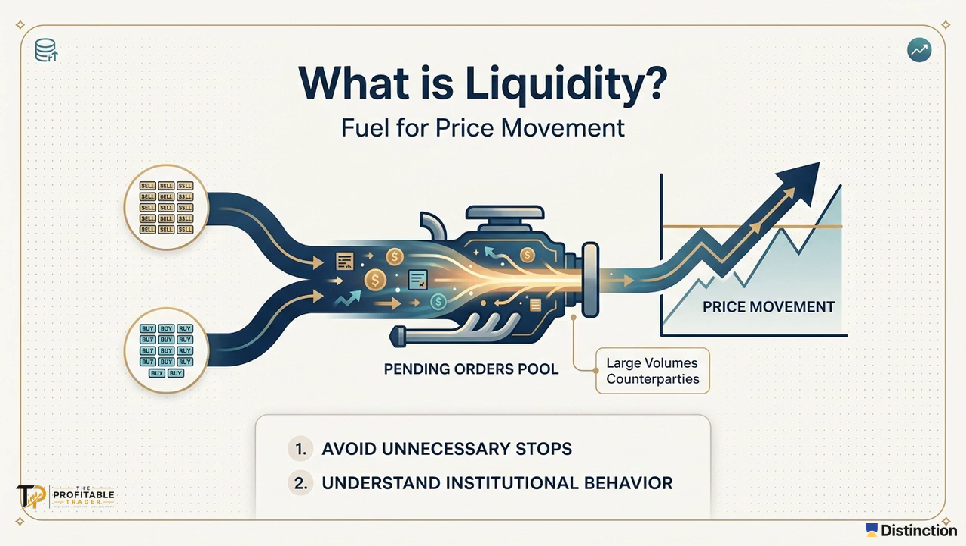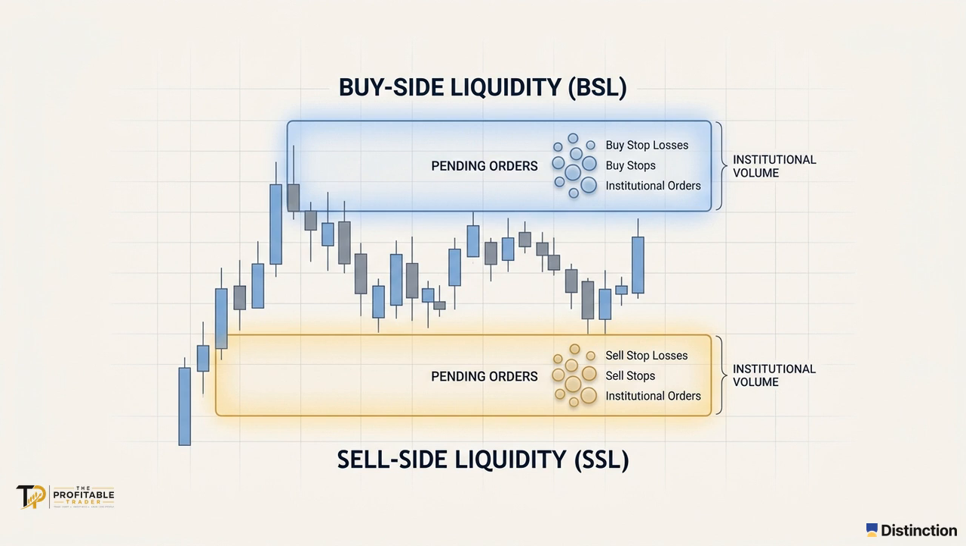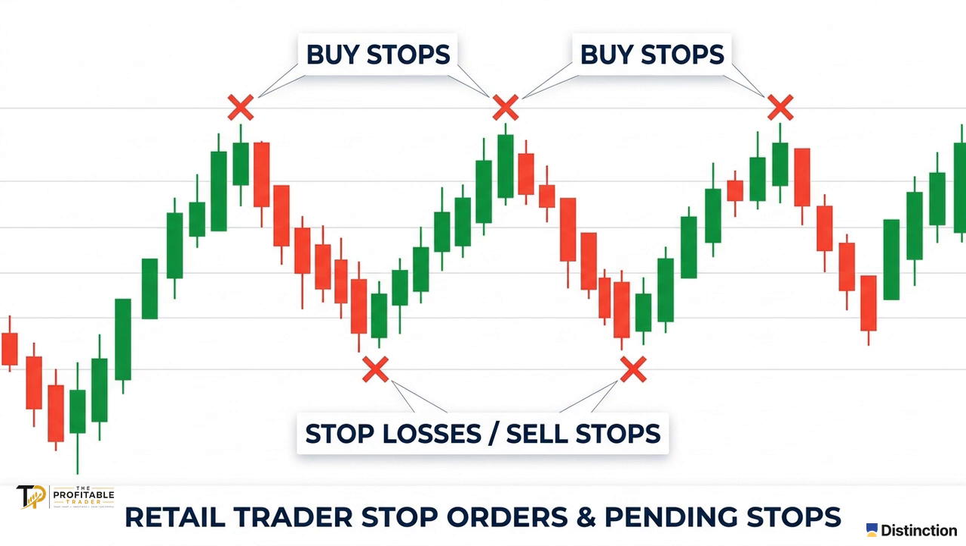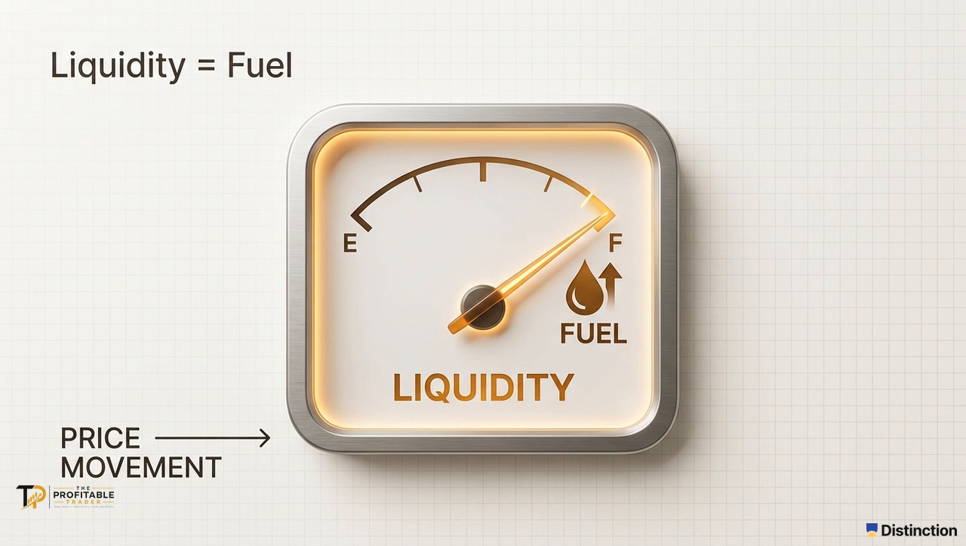What exactly is liquidity in trading, and why should you care? Today we're breaking down one of the most vital concepts in the market. Liquidity is the collection of pending orders that large participants like banks and hedge funds need to buy or sell significant volume. In practical terms, liquidity is usually found where many retail traders place their stop losses, buy stops, or sell stops. Think of liquidity as fuel for price movement. Before the market makes a strong move, it often seeks out this fuel first.